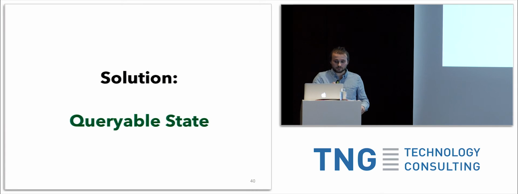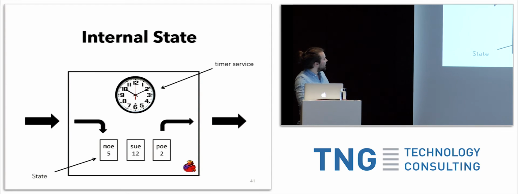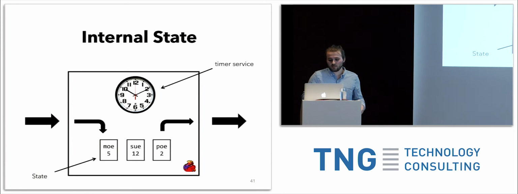And for this, we're going to look into this operator. So this is the count operator that we are always talking about right now. And what it has internally is these states. So it knows it has seen Mo 5 times, Sue 12 times, Po 2 times. And it also has this timer service. And when the timer says an hour is up, then I basically emit my results for this hour.